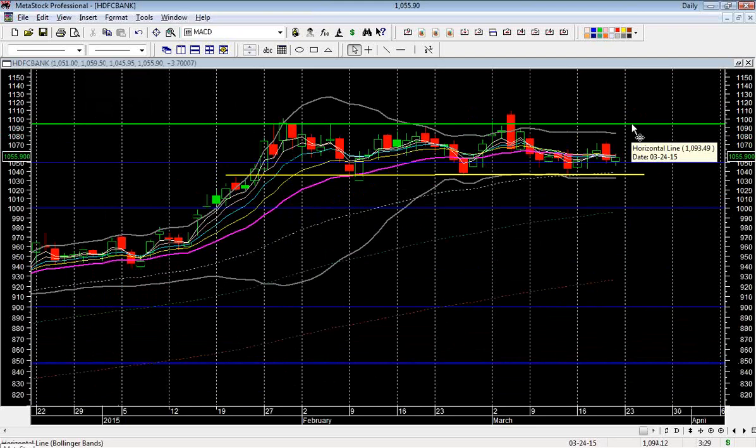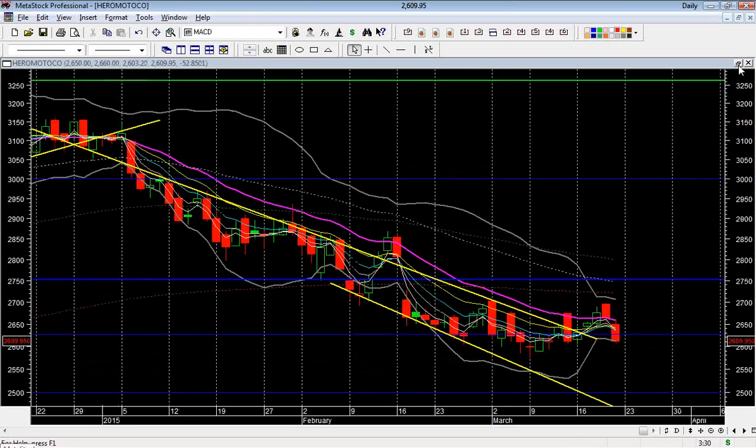HDFC Bank, interesting. So Axis Bank is weak, but HDFC Bank is not weak. But then after going sideways for almost 7-8 weeks, one day HDFC Bank could suddenly break this 1040 and go to 1,000. So it's a rectangle right now with approximately a 70 rupee, 7% wide range. Wait for the breakout or the breakdown, then either go long or short respectively, but till then just wait and watch.